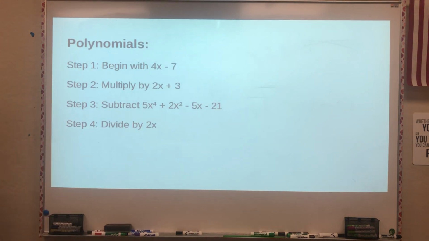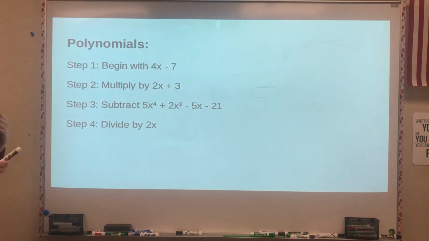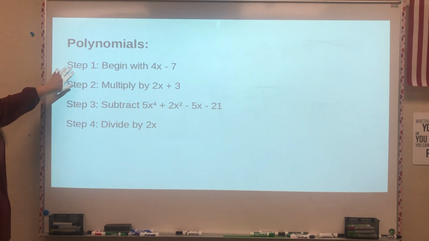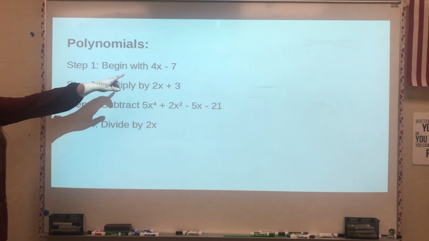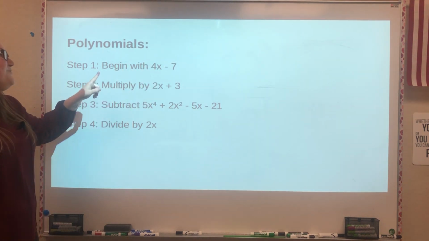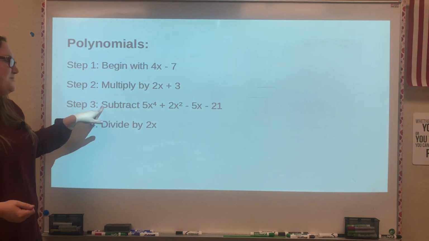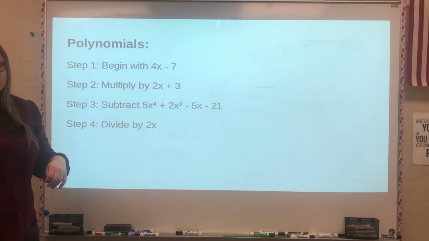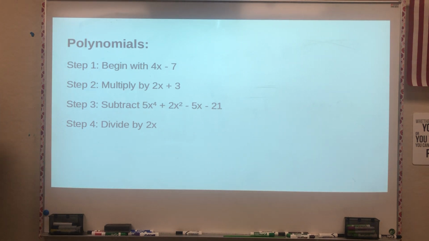Look at this last one. So in this last one, we are going to review a bunch of stuff you guys learned with polynomials, which was this last unit we looked at. In this problem, I've got a couple steps we're going to follow. The first step is begin with 4x minus 7. So that's going to be what you're starting with. You are going to multiply it by 2x plus 3, get a result, then subtract 5x to the 4th power plus 2x squared minus 5x minus 21, get a result, and then divide by 2x.